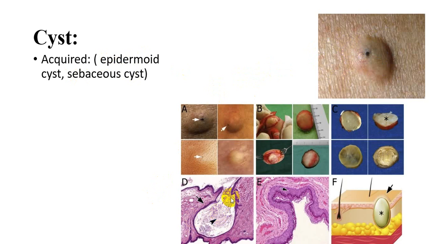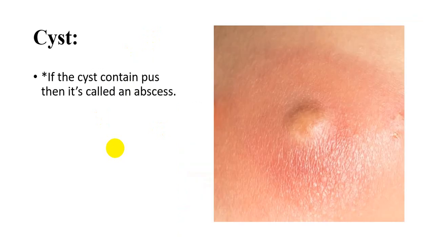Here we can see the hair follicle, the punctum obliterated, and accumulation of keratin material. So it is an epidermoid cyst. If the cyst contains infected material, pus, then it is called an abscess.